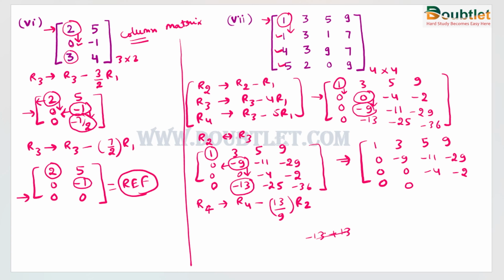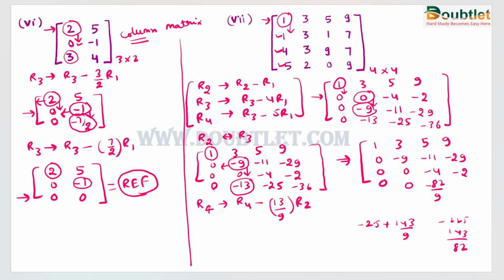Now for minus 25. So minus 25 minus 13 divided by 9 into minus 11. So this will become plus, so minus 25 plus 143 divided by 9. So it will become minus 225 plus 143, minus 82 divided by 9. So it will become minus 82 divided by 9.